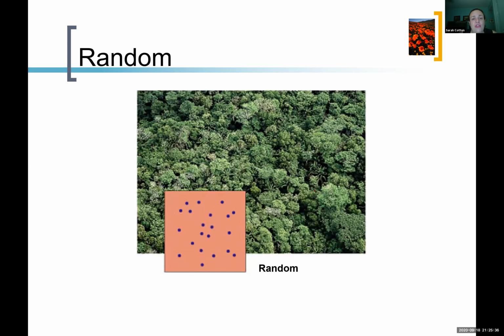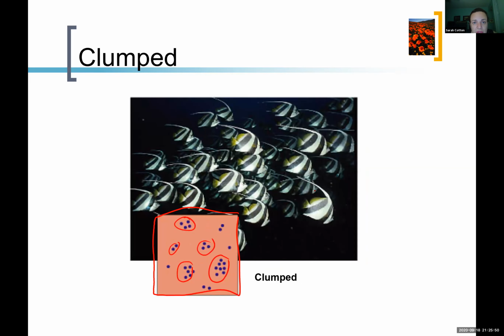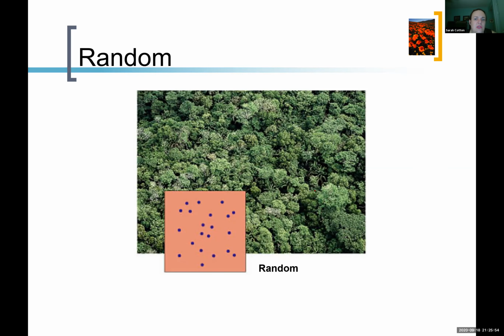Okay, the third dispersion pattern is called random. I am sort of of the opinion that this is BS. Random implies that it is neither uniform nor clumped, but literally random. Some organisms end up being close together, some end up being spread out. There's no particular order to anything. Okay, that's what random means.